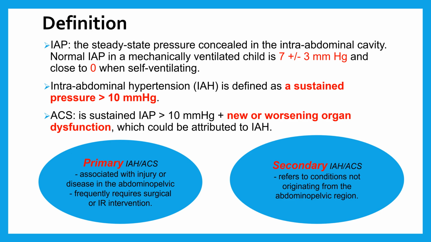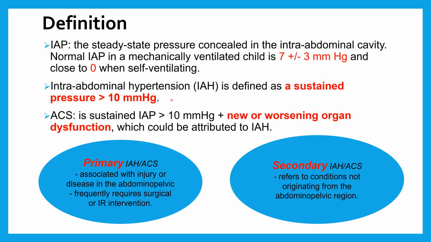Initially, let's start with some definitions here. The first definition: what is the intra-abdominal pressure? It's simply the pressure inside the intra-abdominal cavity. Normally it will be close to 0 in self-ventilating patients and will be 7 plus or minus 3, like 4 to 10, in mechanically ventilated patients.